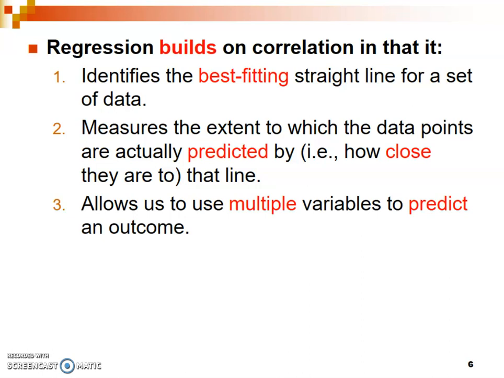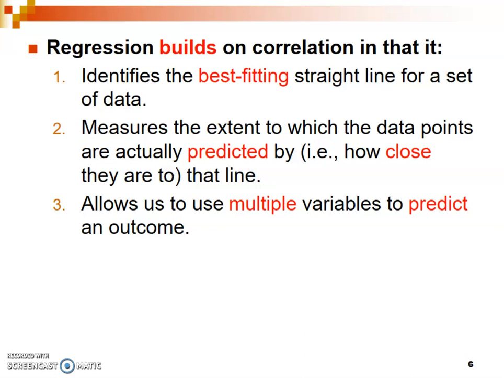One final thing that regression allows us to do that is not addressed in correlation is that we can use more than one variable to predict an outcome. Whereas with correlation you could just look at the relationship between two variables at a time, a regression allows you to look at more than two variables at a time. For example, we could use both number of hours studying and number of hours of sleep to predict exam scores.